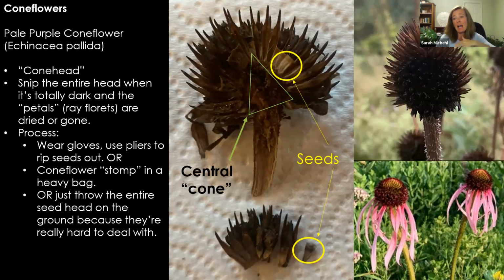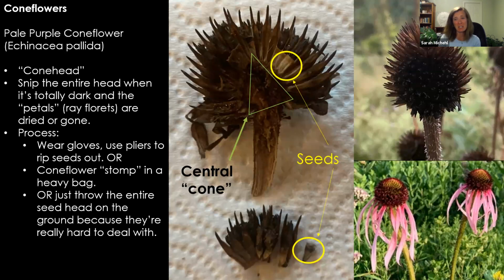And then later on, when it's time to process these, and I'm going to talk more about this, you can separate those little seeds, which to me look like a little tooth. You have to separate that from the surrounding plant material, which is called chaff. And people have all kinds of creative ways to do that with these coneflowers.